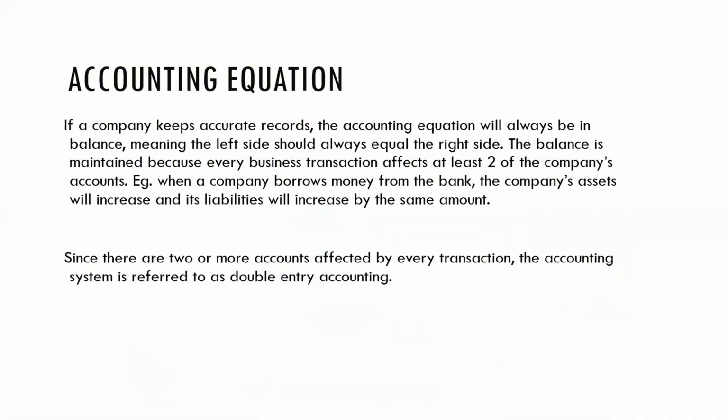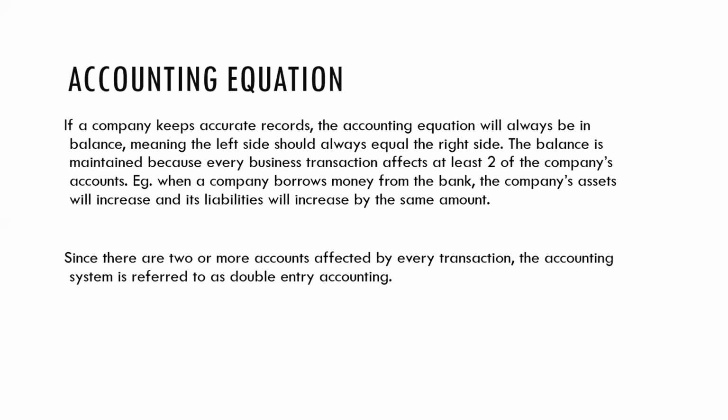Okay, so the accounting equation. If a company keeps accurate records, the accounting equation will always be in balance. So what does that mean? Remember I said A equals O plus L, assets equals owner's equity plus liabilities. So it means your assets, whatever's on the left side of the equal sign, has to be equal to what's on the right side of the equal sign. That's simply what it means, okay?